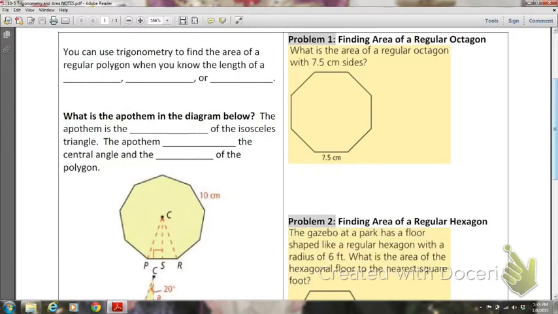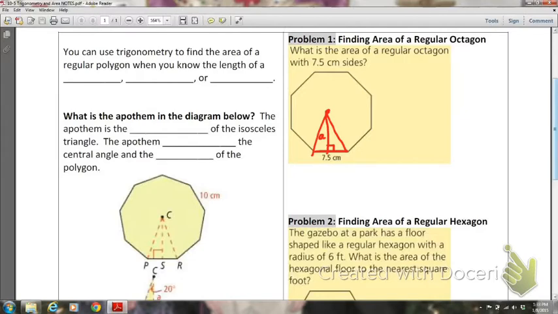Problem 1, we're finding the area of a regular octagon. An octagon has 8 sides. Let's look at what it's given us. It's given us the length of one side. So let's draw in some of our other parts: the center of the octagon, and then a couple of radii from that center, and then the apothem, which is going to be the perpendicular distance from the center to that side. So that's our apothem.